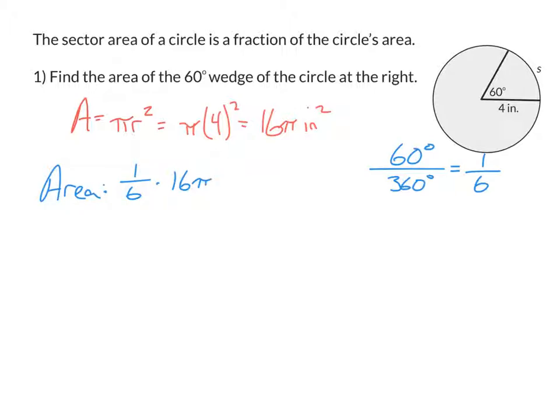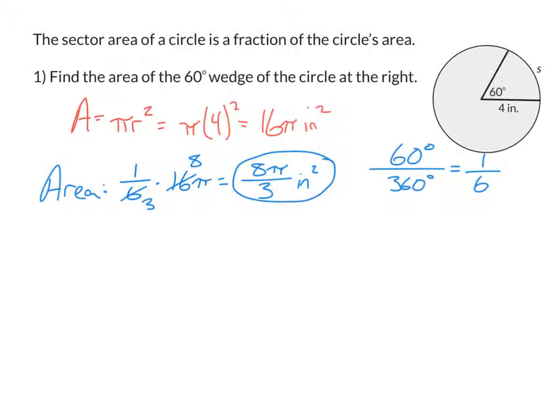And so I'm going to look to cross cancel here. Between 6 and 16, I can take a 2 out. And so I get 3 and 8. And so we end up with 8 pi over 3, and that's in square inches. And that's the area of this piece.